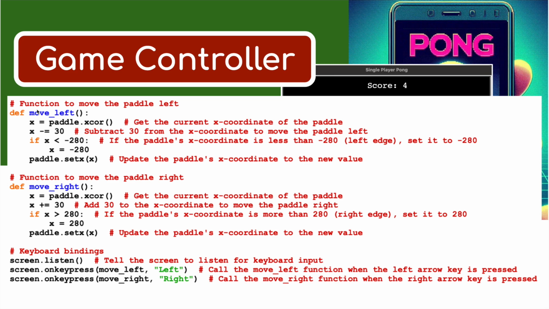I'm defining 2 functions here, the move left function and the move right function. Okay, we've got a strange sort of x-coordinate thing going on here. So get the current x-coordinate of the paddle. Okay, subtract 30 from the x-coordinate to move the paddle left. If the paddle's x-coordinate is less than minus 280, the left edge, set it to minus 280. Okay, and update the paddle's x-coordinate to the new value. So to basically move from the center, from 0 to 180, over to the left.